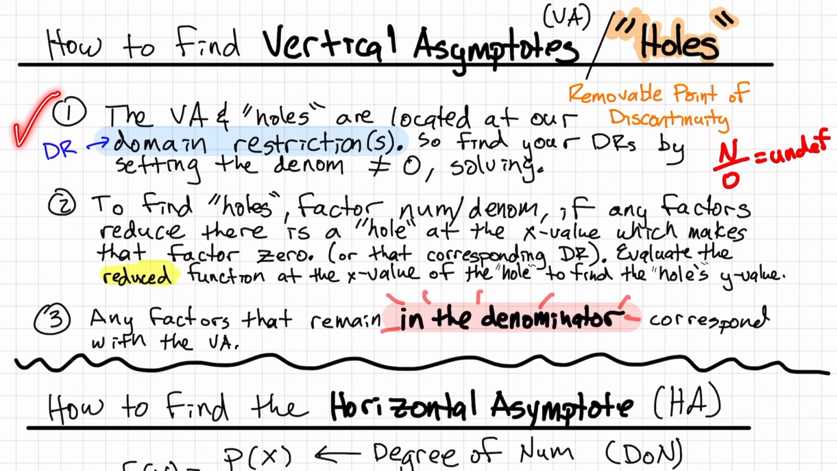Set the denominator equal to 0, which might require you to factor it. Solve for x. Those are your domain restrictions. Sort them into either being a hole or being a vertical asymptote. If it reduces, it's a hole. If it doesn't reduce, it corresponds to a vertical asymptote.